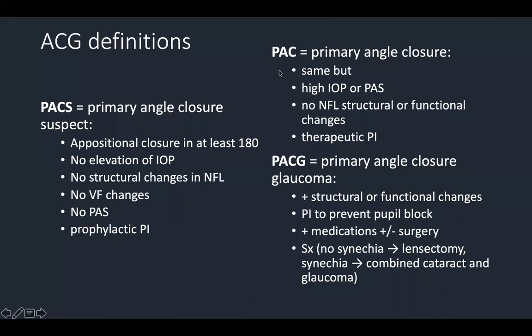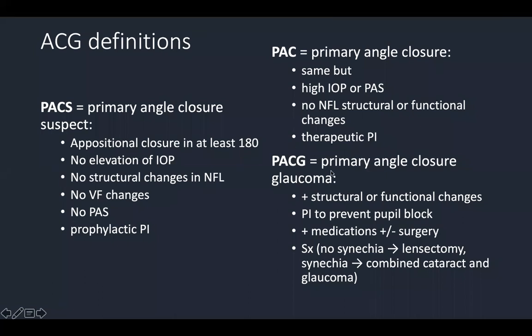Primary angle closure means that there is high IOP or peripheral anterior synechia, but the optic nerve is within normal. Okay, so they will need therapeutic PI. It's not prophylactic anymore because they have high IOP or previous attacks, which you can see by PAS. It indicates previous attacks maybe. So they need therapeutic PI.